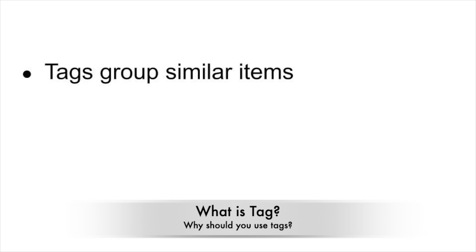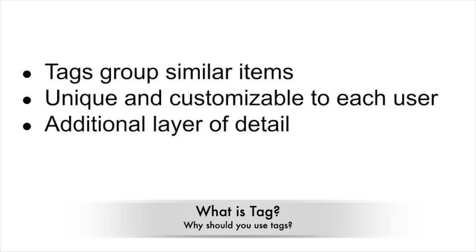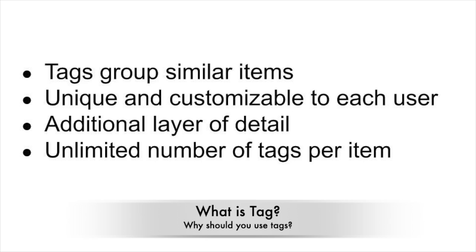Tags allow similar items to be grouped together by their similarities. Tags are unique to each user and can be customized based on the user's preferences. This can be helpful to researchers and research students to help organize items into meaningful groups. Tags are useful because they can add an additional layer of detail for each item. A single item can have an unlimited number of tags.